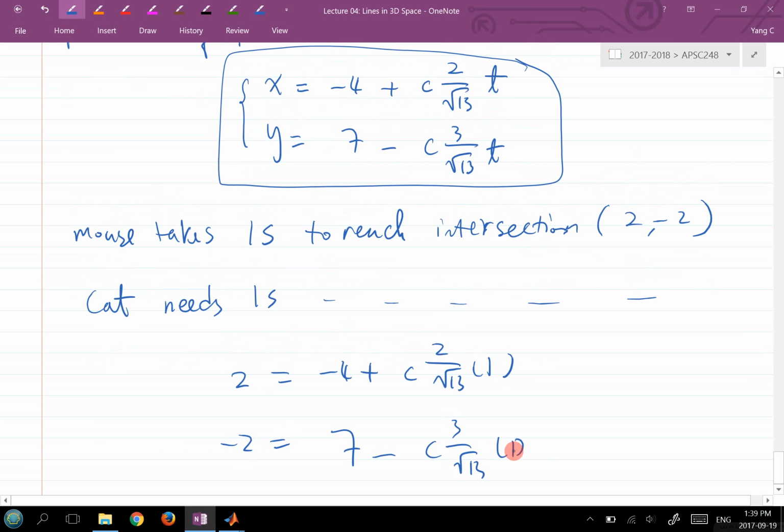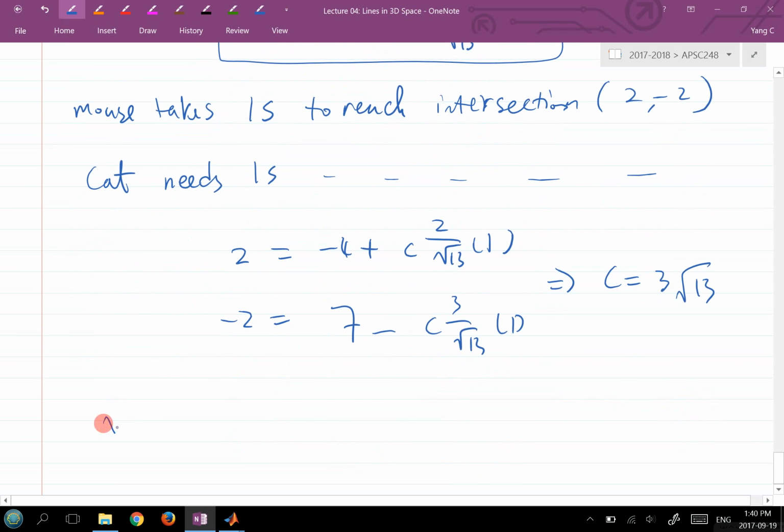And you solve, you get the same c value. You get c equal to 3/√3. Okay, 3 times √13. Okay, c times √13. So now I can see the updated velocity for the cat needs to be c times the unit vector, which ends up (6, -9) here. If the cat travels at this updated speed or velocity, then it's guaranteed that the cat will catch the mouse at the intersection point.